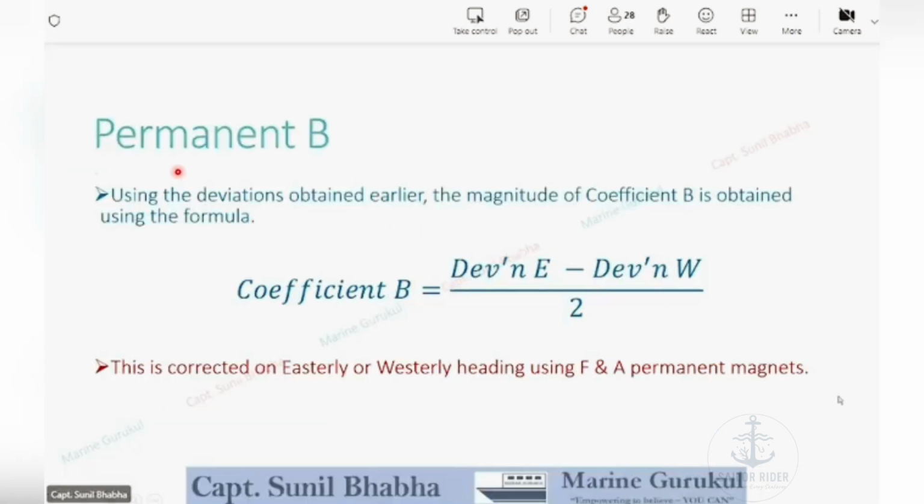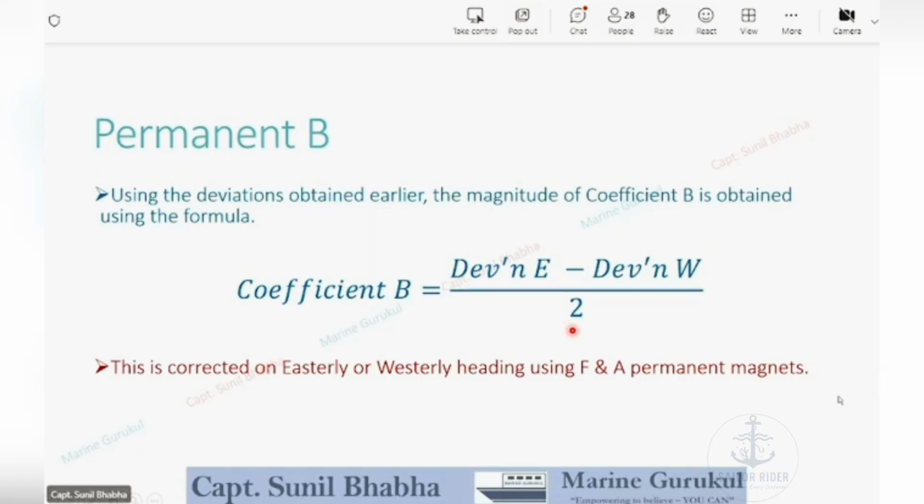Now, after the heeling error, next are the corrections of permanent B and permanent C. The bigger coefficient is corrected first. So the compass adjuster first judges the magnitude of the coefficient and then uses the magnitude to correct the coefficient. So how do we obtain the magnitude? Coefficient B magnitude can be obtained by deviation on easterly heading minus deviation on westerly heading, divided by 2.